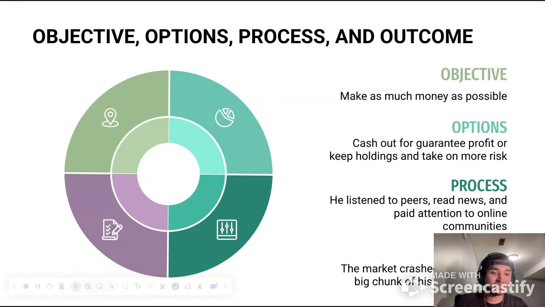So, a little more about the case: his objective was to maximize financial gains. His options were to sell now for certain gain or keep holding and taking on more risk. He considered news articles, advice from friends, and his own excitement about the potential gains. And his outcome was he decided to hold on for too long, and the market dropped, and he lost a big portion of the profits he could have locked in.